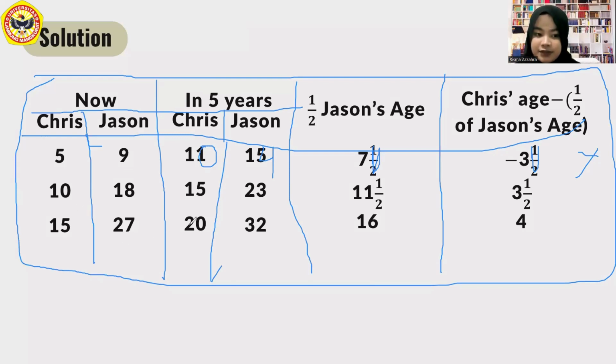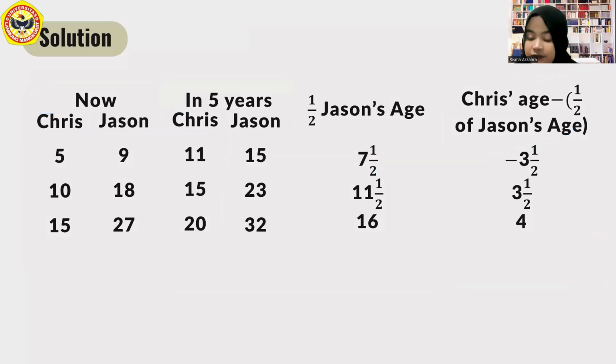So 15 and 27. So in 5 years, Chris' age will be 20 and Jason's will be 32, and one half of Jason's is 16 and Chris' age is 4 more. So this is the most correct. This is the first way, using a table.